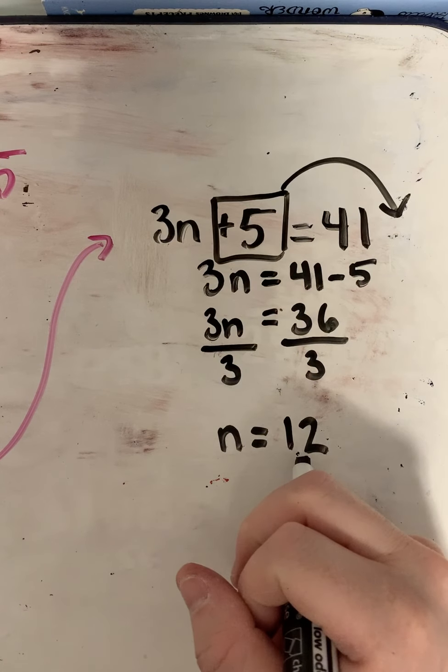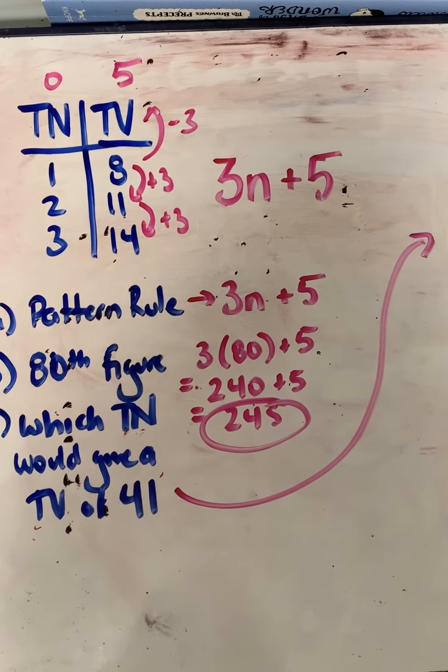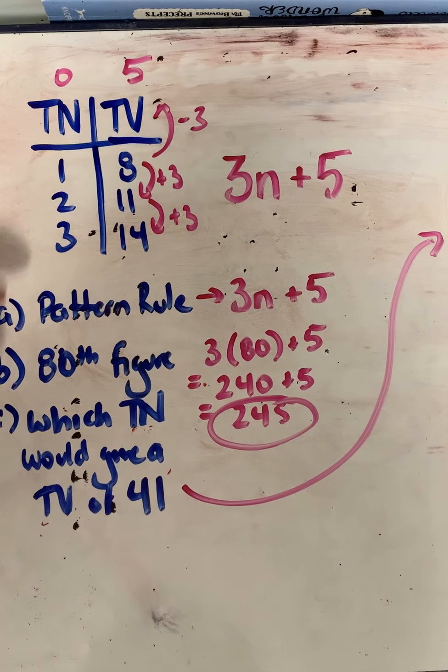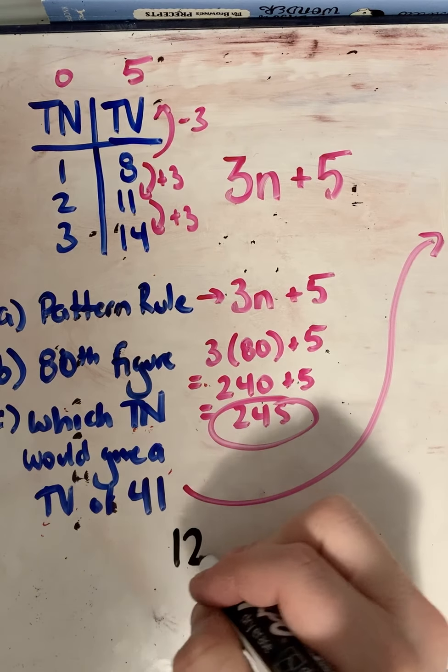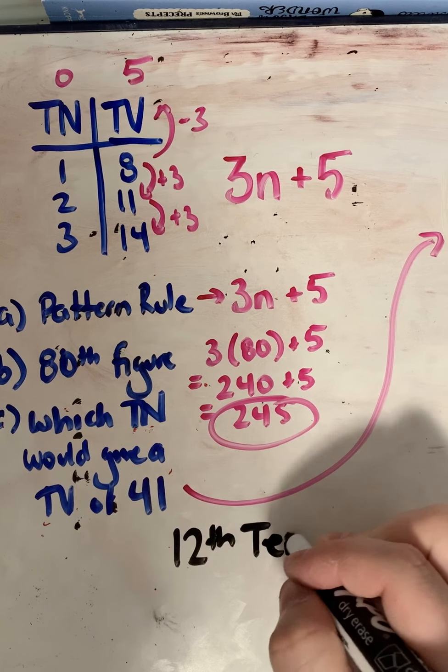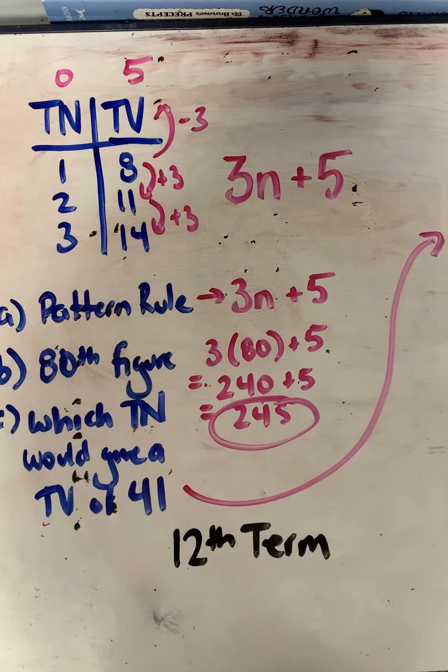This 12 tells me what? Well, it tells me which term number. So if I went into my chart, the 12th number on this side would give me 41 on this side. So the 12th term is going to be the answer for this.